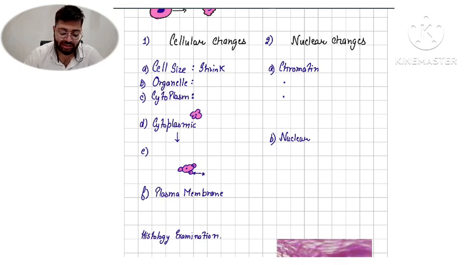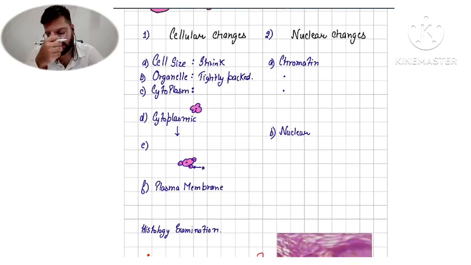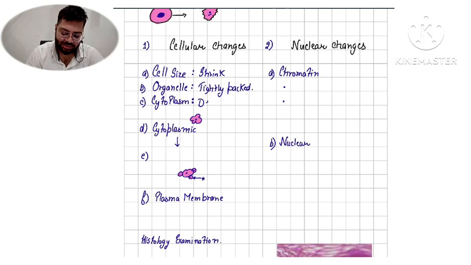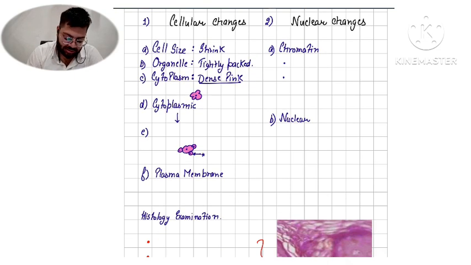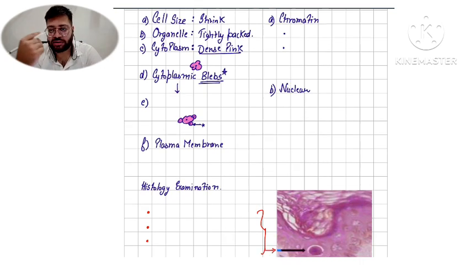What will happen to organelles? If the cell is shrinking, organelles will be tightly packed. They will come all together, congested. What happens to cytoplasm? The cell is shrinking, so it will get dense. And what will be the color we see? Dense pink. And as the cell keeps shrinking, there are compressing forces and there will be outward blebs formation, cytoplasmic blebs in the cell. There will be outpouchings in the cell. These blebs, over time, will lead to formation of what? Apoptotic body.